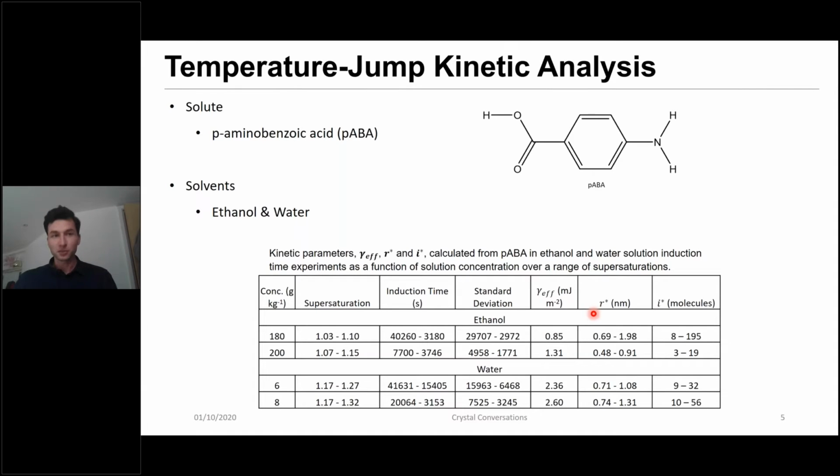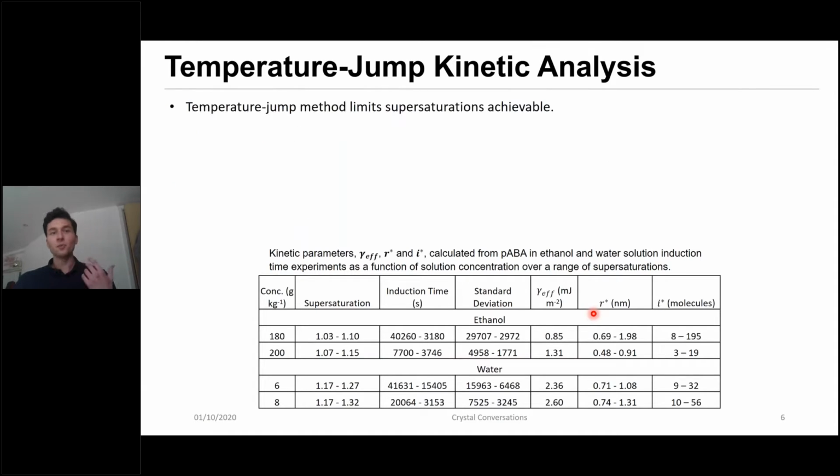Now, unfortunately, using this method, we're limited to the supersaturations that we can achieve. You might notice that these supersaturation levels are relatively low. What this means is our induction times are quite long, so there's not much of a difference between these induction times. If we've got a product that might take months to crystallize, we need to be able to extrapolate back to a period of hours or minutes, something that's experimentally capable in a lab setup.